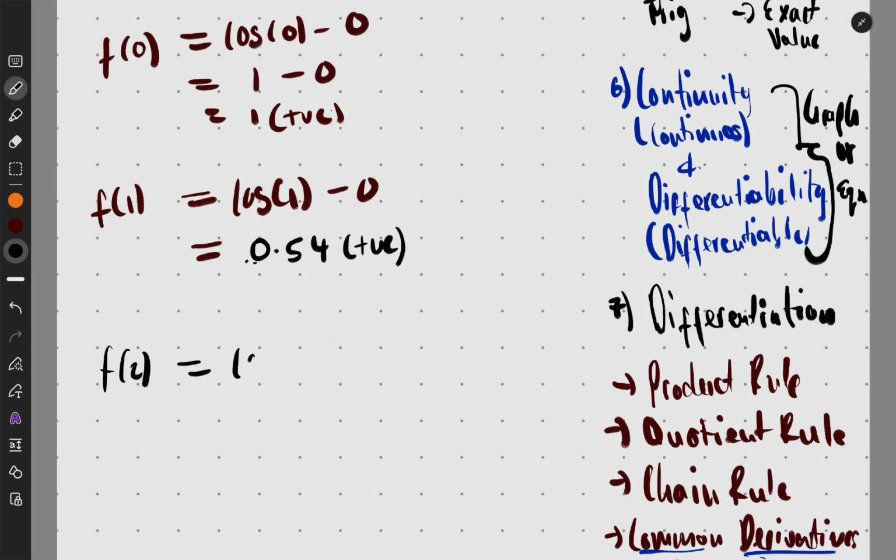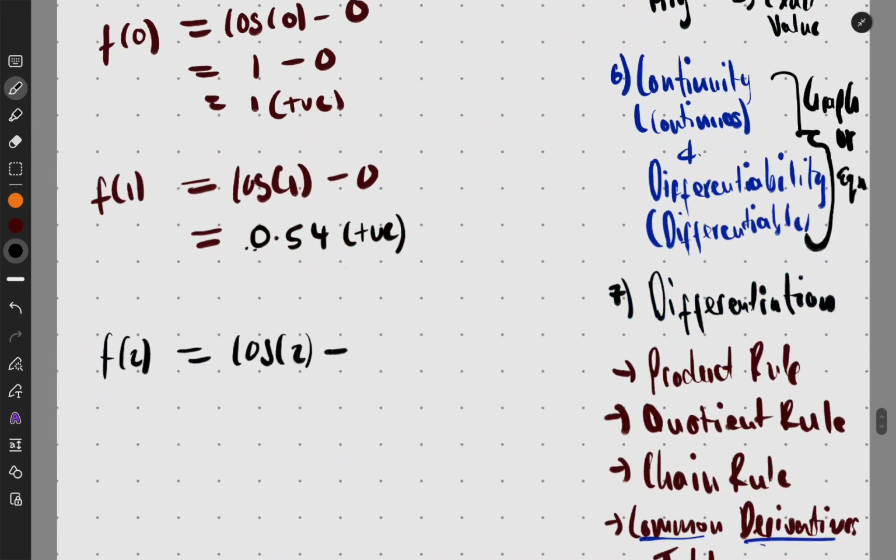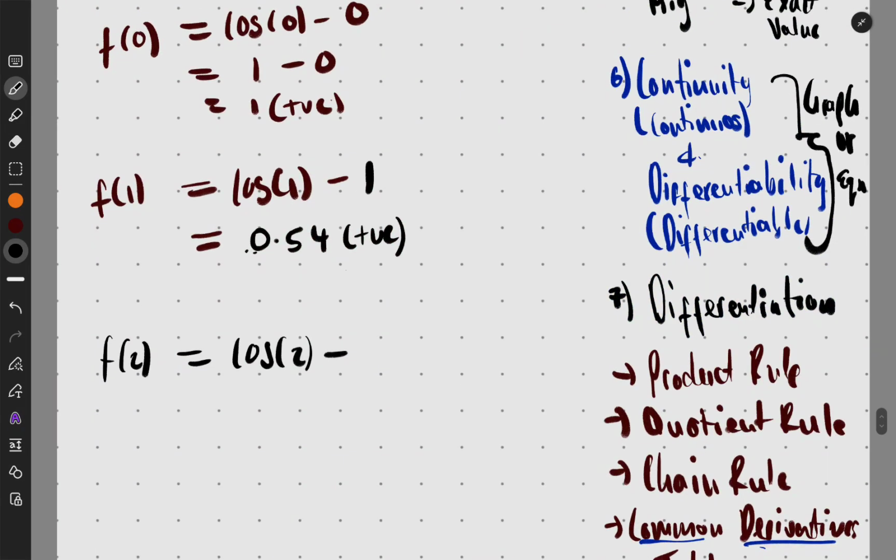Then what is f of 2 is now cos of 2 minus 2. Sorry, this is cos x minus x. So this was supposed to be cos 1 minus 1, because it's cos x minus x. Oh my goodness, you're right. Cos 1, I get this. Then I say minus 1, and I'll get a negative value, negative 0.45.